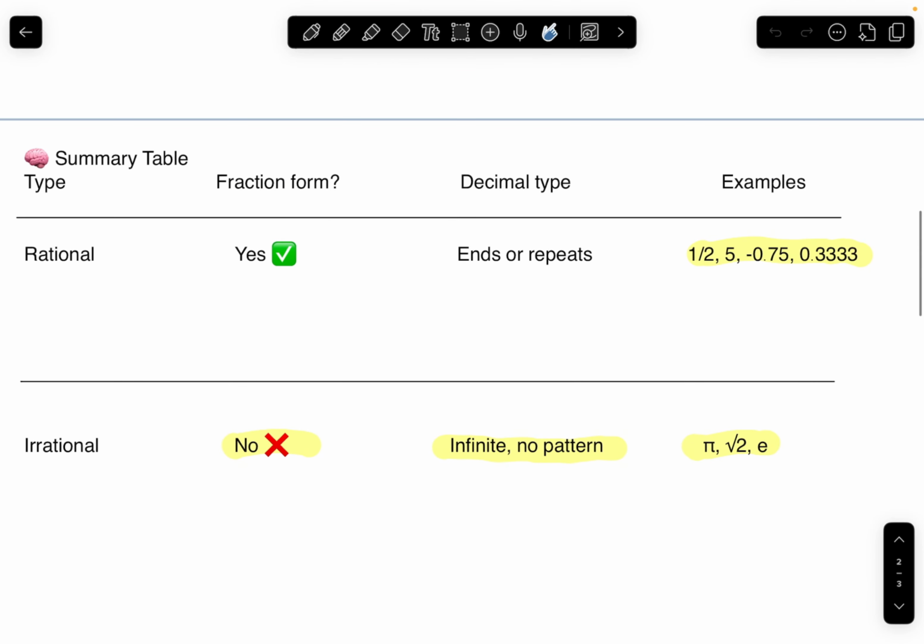And here's a little summary table that I designed, and it will help you so much to learn the irrational and rational numbers easier. A number is rational when it has a fraction form, its decimal type either ends or repeats, and the examples would be these highlighted numbers. And a number is irrational when it doesn't have a fraction form, its decimal type is infinite and there is no pattern. And these highlighted numbers are the examples.